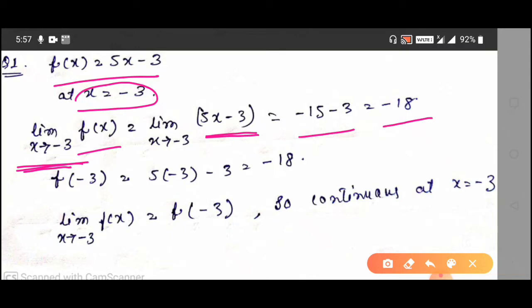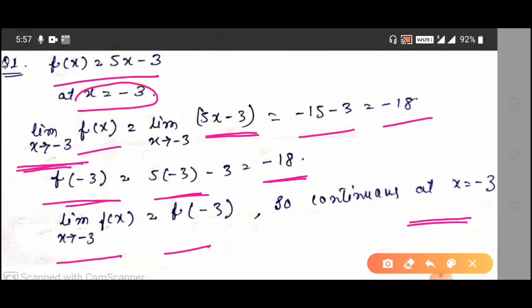Then we will find f of minus 3. For f of minus 3 we will directly put minus 3 in place of x, again the answer is minus 18. Since limit x tends to minus 3 of f(x) is equal to f of minus 3, the function is continuous at x equal to minus 3.